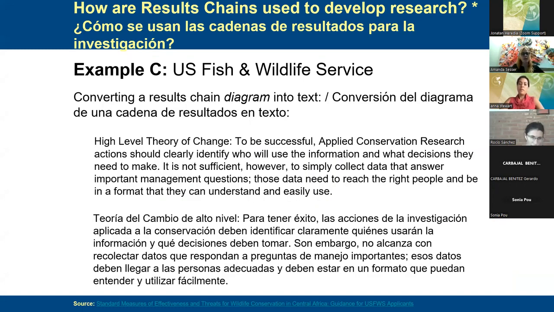Okay, and then you might want to convert that results chain into text in your proposal, because sometimes people have a hard time looking at a results chain and knowing what other people are talking about. Once you have your results chain written out, you can write it in paragraph form to help the reader, in this case the reviewer of a proposal, understand exactly what you mean. To be successful, you know, and so on. So you can take that results chain and turn it into a narrative in written text.